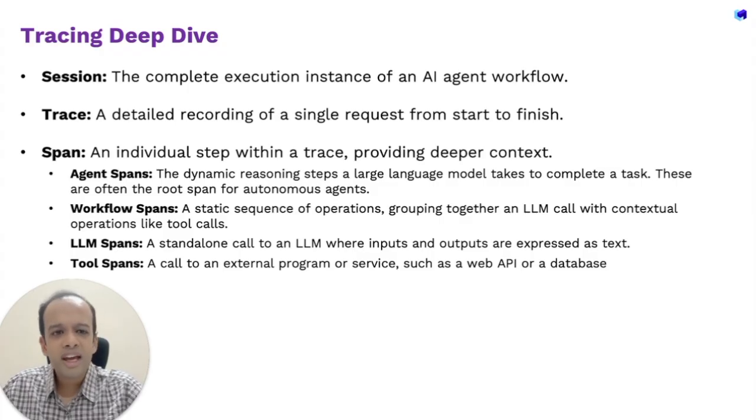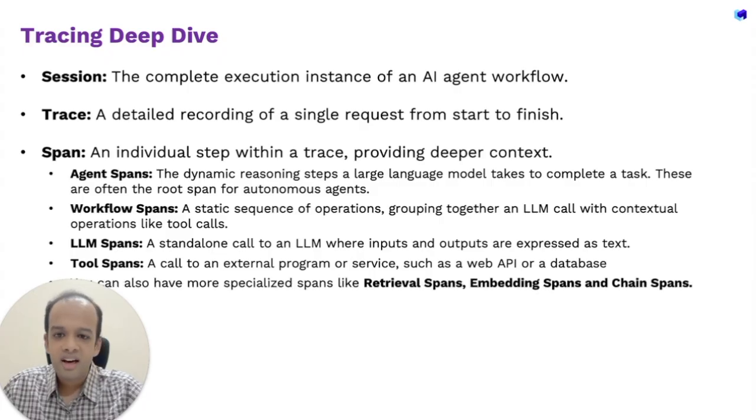There are a few additional spans like retrieval spans, embedding spans, and chain spans, which basically track individual processes. Like in retrieval, you track the vector search operation. In embedding, you track the generation of an embedding, and in chain spans, you basically track the starting point or the link between different steps of an LLM application.